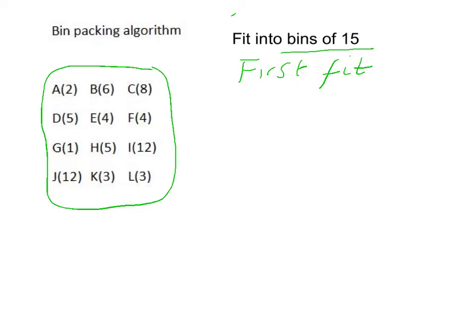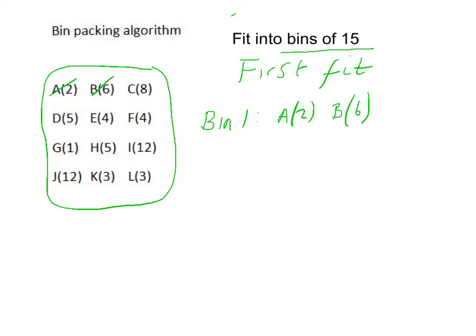This basically means that we're going to look through our items and we're going to place each item into the first possible bin that they can fit into. So if we start off with our first bin, bin 1. Now we can fit up to 15 in this bin. So if we run through our items in order, we can fit A in this bin. We can also fit B, which is of size 6, so we're up to 8 now.